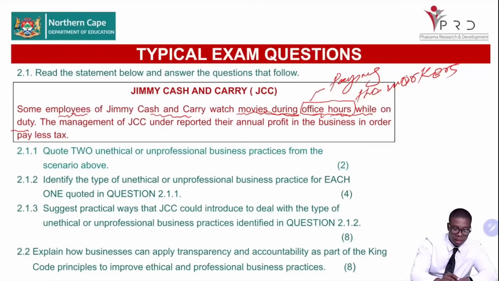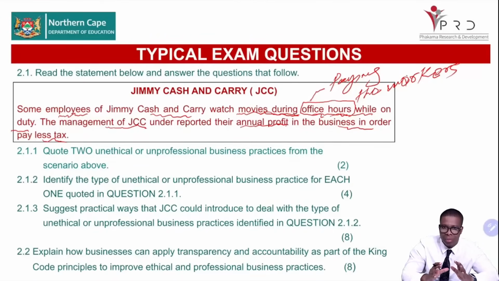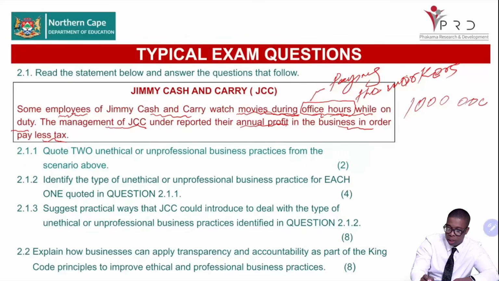That is one. Then the other sentence says, the management of JCC underreported their annual profit in the business in order to pay less tax. So when we say they underreported, each and every business at the end of the financial year has to report on how much profit they made, so that they could be charged tax. But in this regard, the scenario says the business might have made 1 million, but the business decided to report and say they've only made 500,000 profit.